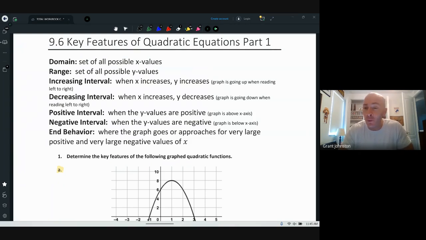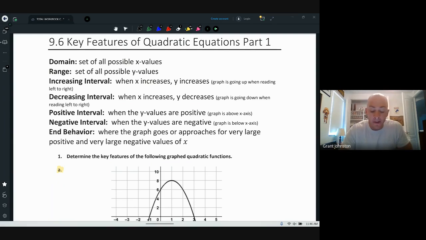Increasing intervals. We didn't do this one really. We talked about end behavior before, but increasing interval is just saying when x increases, y increases. So if you look at my hand here, it's when it's going up. That's an increasing interval. And then the decreasing interval is when it's going down when you read it left to right.